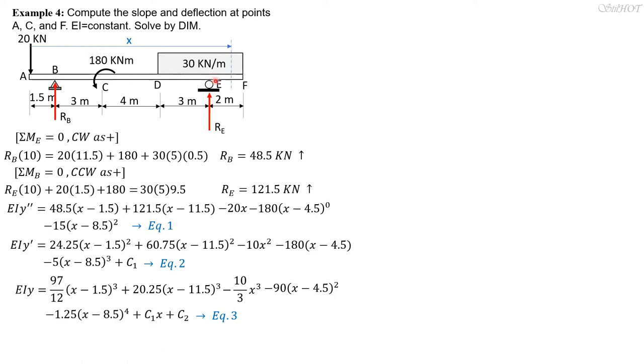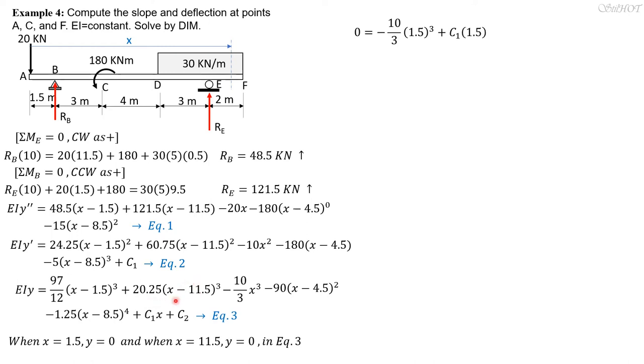We substitute the boundary conditions. When x is 1.5, y is 0, and when x is 11.5, y is 0. First, for x is 1.5 in equation 3: 0 equals 0 plus, ignoring terms, minus 10 thirds times 1.5 cubed, plus c sub 1 times 1.5 plus c sub 2. Simplifying, 1.5 c sub 1 plus c sub 2 equals 11.25.